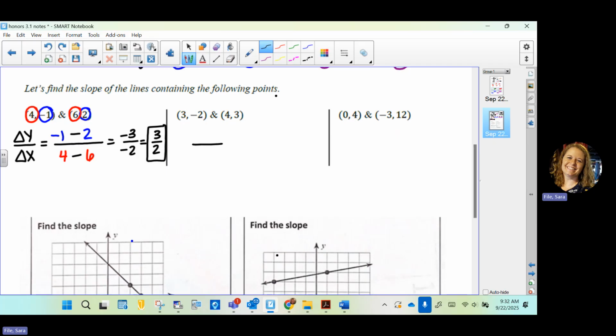Okay, so if I do that here, in this middle one, -2 minus 3 for my change in y, and then my change in x would be 3 minus 4. So I'd end up with -5 over -1, which would come out to what? Positive 5. Good.